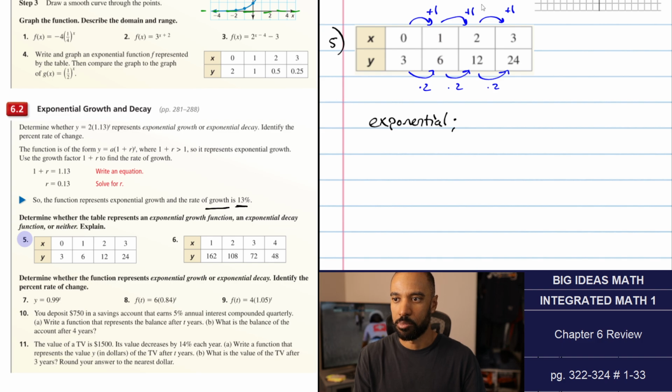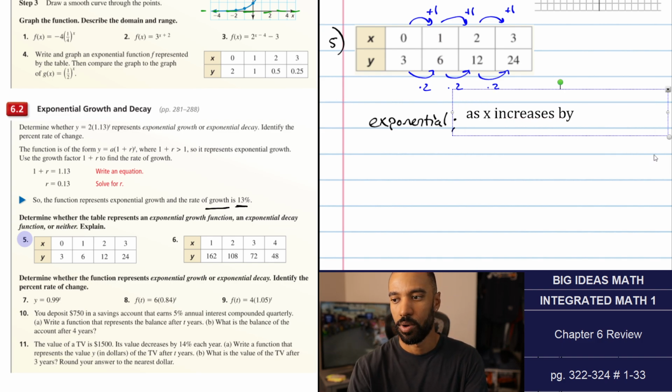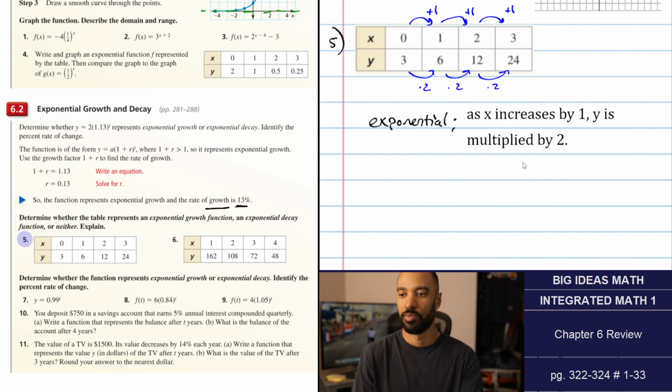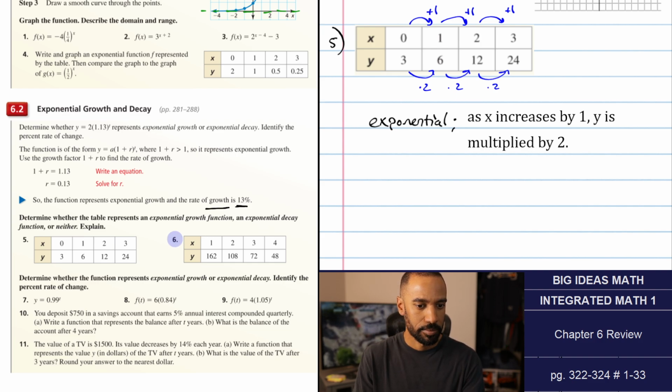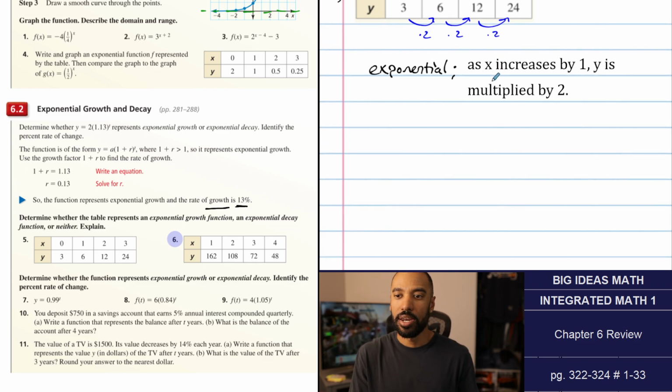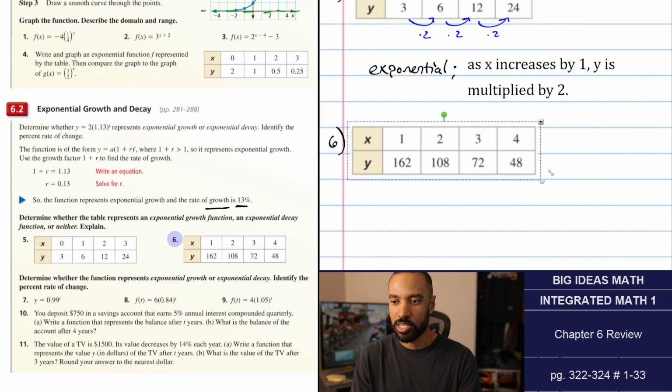I should probably type these ones. As x increases by 1, y is multiplied by 2. I'll do that probably for the next ones moving forward. So there's number 5. Number 6, let's get that table ready. We have to represent either growth, decay, or neither. Now, a neither case would pretty much just be that it doesn't have a common multiplier for y as x increases by a constant amount. So that's something to check on.